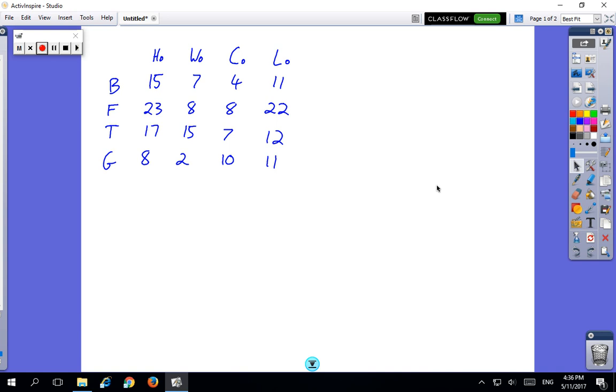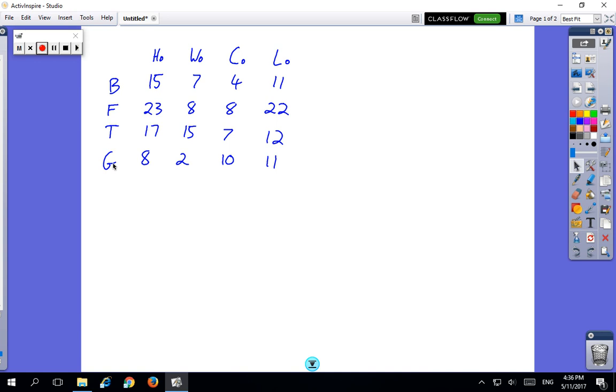What we're trying to do is find the minimum cost of this relationship: B, F, T, and G, and H, O, W, O, C, O, and L, O. So these could be people, and these could be how far it is to get to places, or how much it costs to get different things. Anyway, it's a system, and we're going to try and find the minimum cost. That is, the minimum combination of B buying something, F buying something, T doing something, and G doing something.